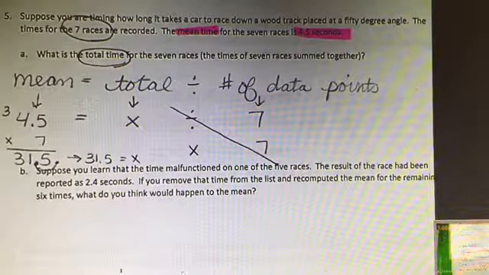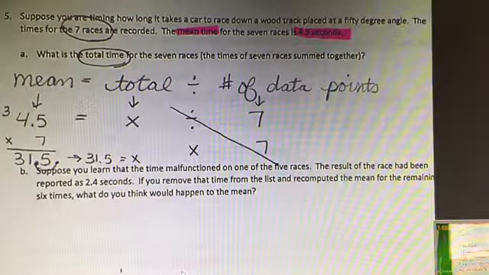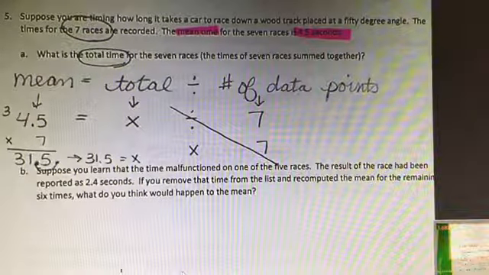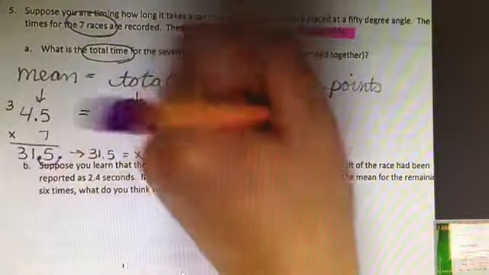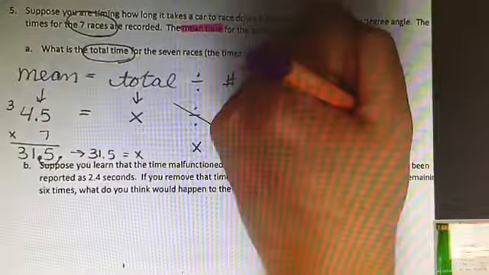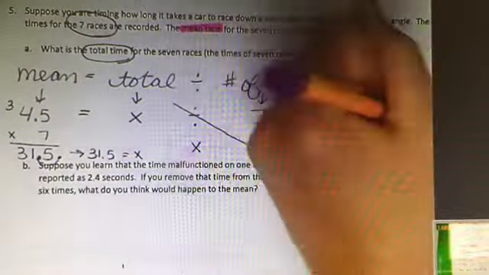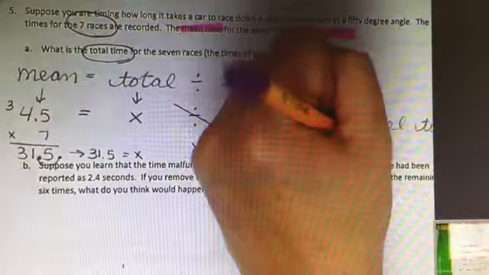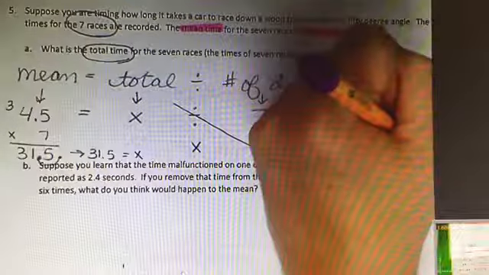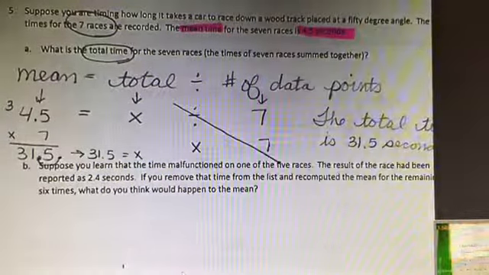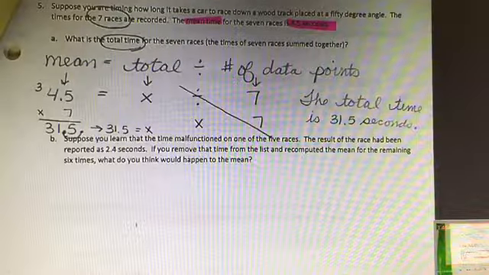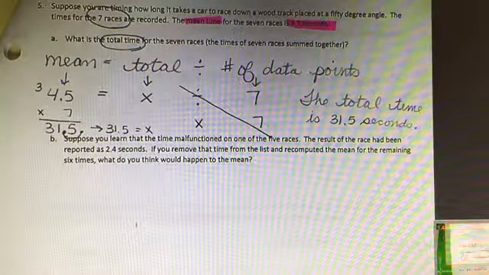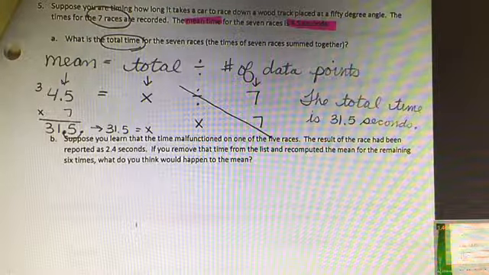Darius? Oh, it wasn't you that said that? Cadence? The total time for the 7 races is 31 seconds. There you go. So the total time is 31 and 5/10 seconds. Make sure you answer the question in a sentence. Are there any questions on what we did?